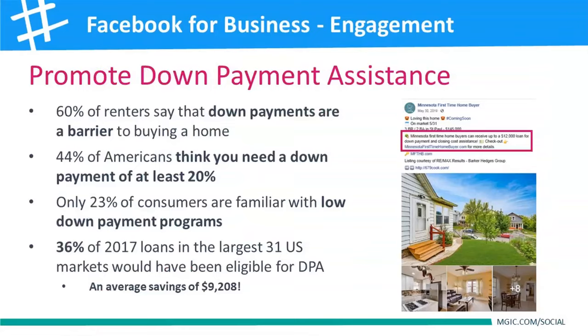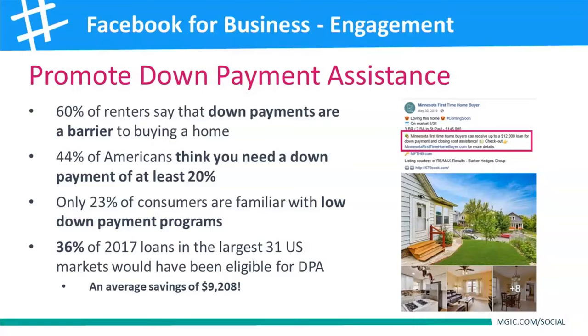And then, of course, you're going to want to promote your down payment Connect page and really promote down payment assistance as a whole. And this is because people are very misinformed, right? 60% of renters say down payments are a barrier, but at the same time, 44% of Americans think you need a down payment of at least 20%, right? So, there's a bit of a gap here of what people think they need and what they really need. And then, only 23% of consumers, less than a quarter, are actually familiar with loan down payment programs. At the same time, 36% of 2017 loans in the largest 31 U.S. markets would have been eligible for down payment assistance, right, with an average savings of almost $10,000.